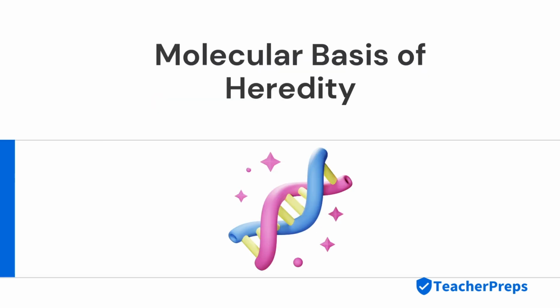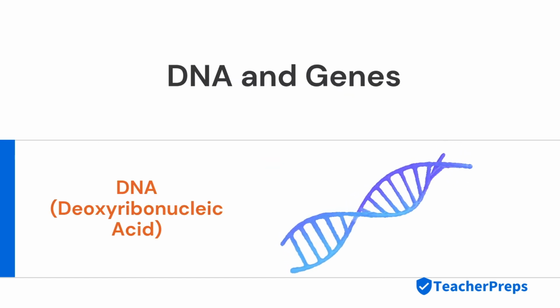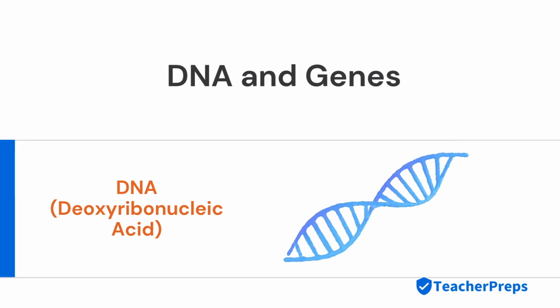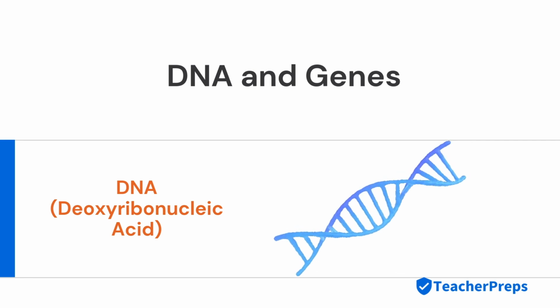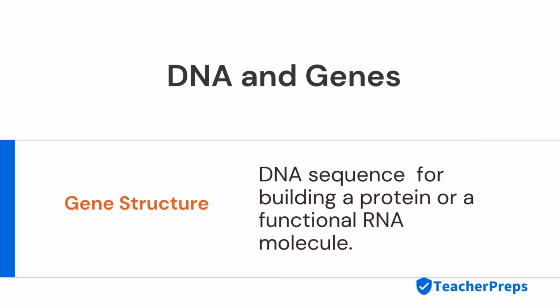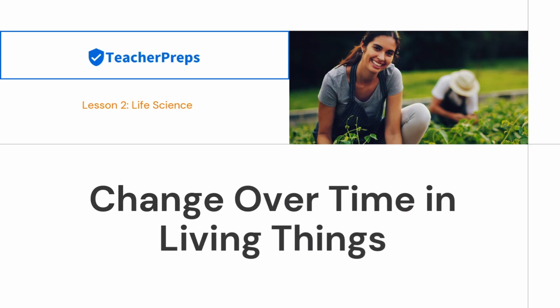Moving on to molecular basis of heredity, starting with DNA and genes. First, let's understand that DNA is the molecule storing genetic information, right? Now, it's simple to remember. A gene is a piece of DNA that tells the body how to make a protein or a functional RNA molecule. Next up, let's talk about the exam topics regarding change over time in living things.